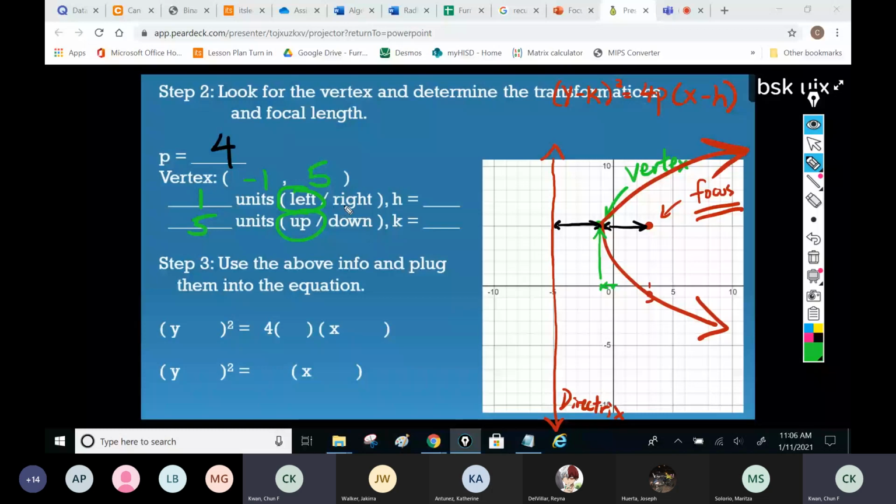All right, so the H is going to be +1. They are both opposite of what you see. So if you go 1 unit to the left, you need a +1. And then the K is 5 units up. It's also opposite of what you think, so this is a -5.